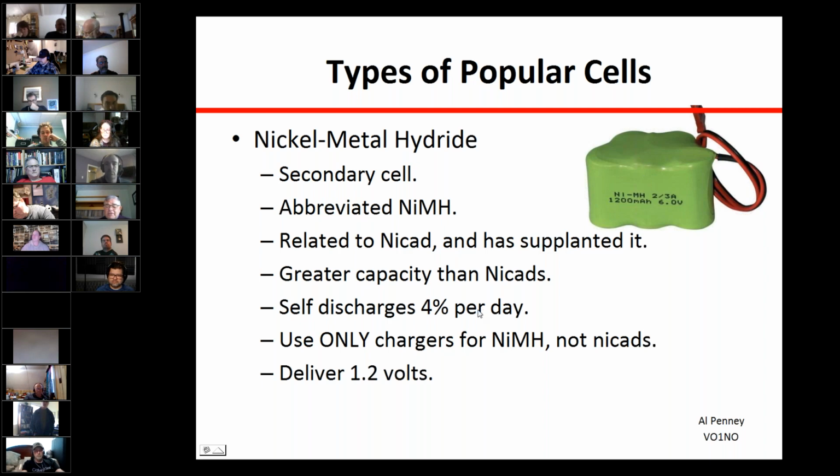And Roderick, I don't know if they tolerate a float charge. It probably depends on the charger. Okay, Mike says they do, and they get a continuous float charge all day. There you go. So they can tolerate a float charge.